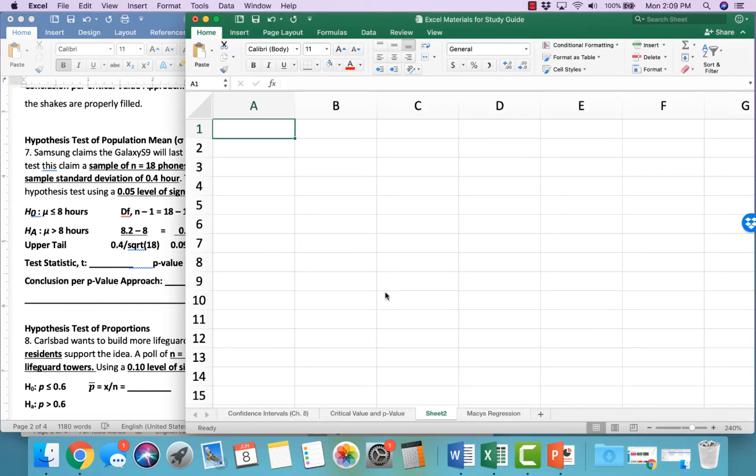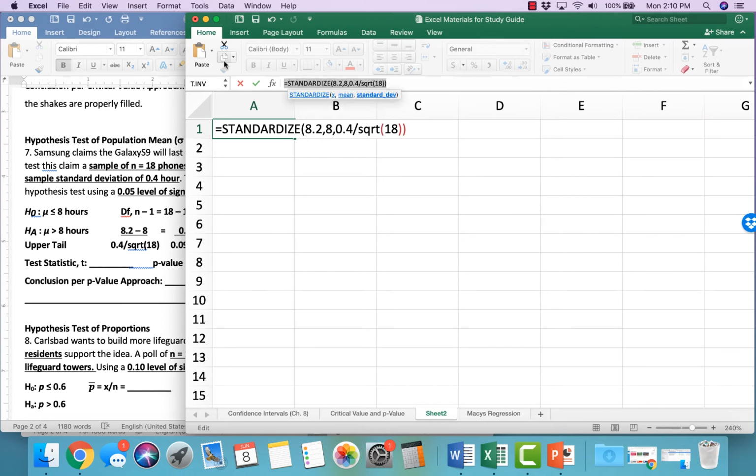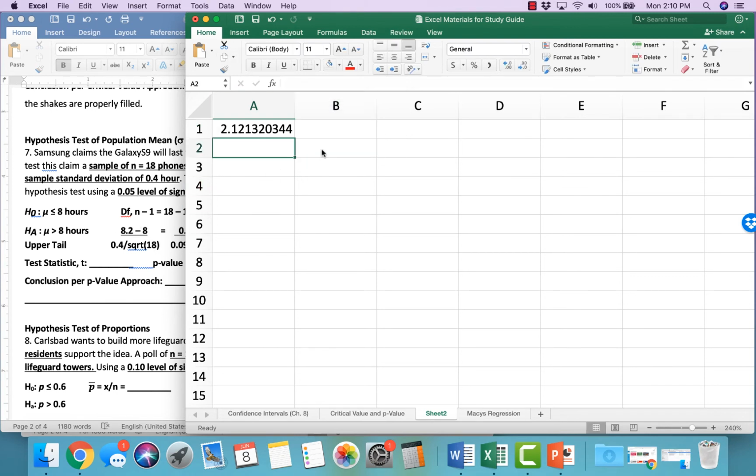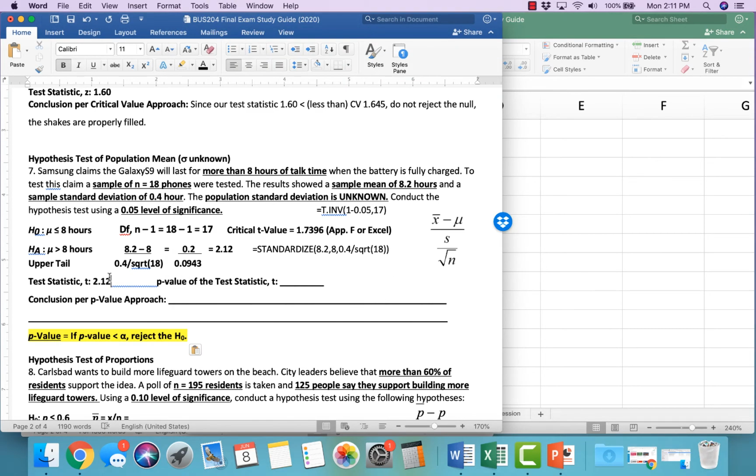Now, if you'd rather do it in Excel, we would do it like this, typing in equals STANDARDIZE. Our x, or the sample mean, is 8.2, and our mean is the hypothesized mean of 8 hours. And then our standard deviation is the standard error. So that'll be the 0.4 over the square root of 18. Double checking my numbers look all correct. And I can actually look right here and compare that, yep, those are all the same numbers. I'll hit enter and I get 2.12. And then I can always use my arrows here to round for me so that I don't have to. So here's my test statistic of 2.12.